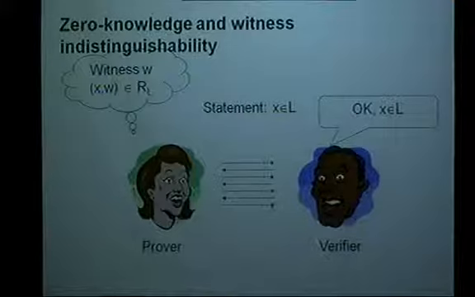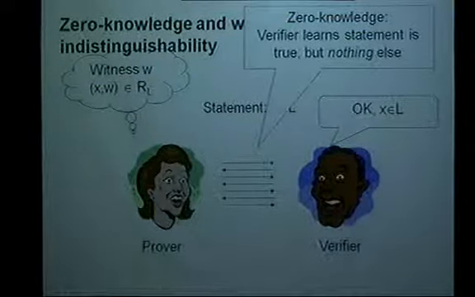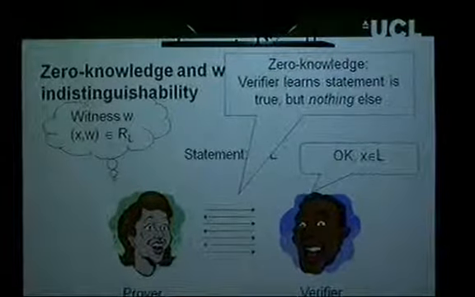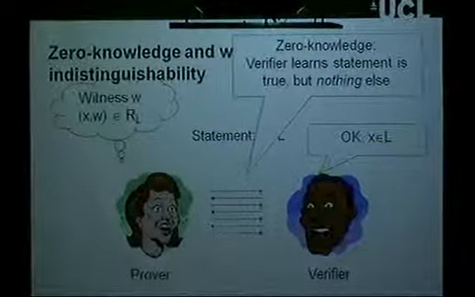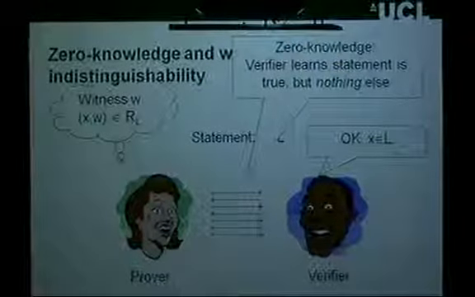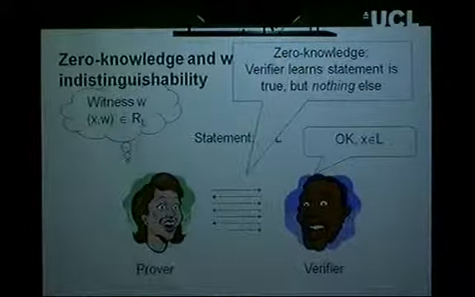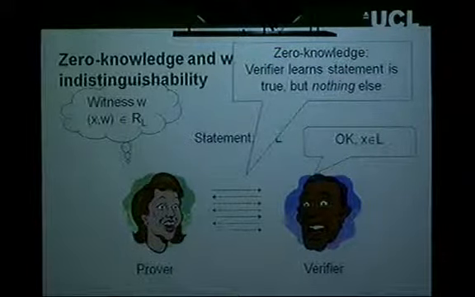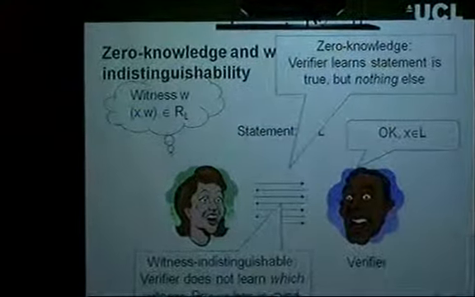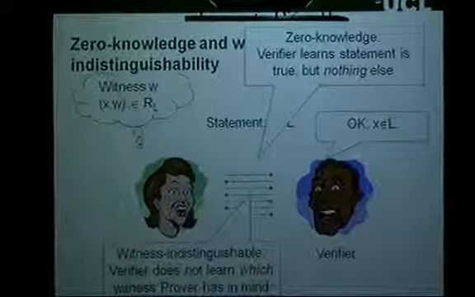And I'm going to talk about two types of privacy. One is zero knowledge, and the other one is witness indistinguishability. Zero knowledge roughly means that the verifier learns that the statement is true, so we do reveal a little bit, one bit of information, but we don't reveal anything else. Okay, so everything else is kept private and is not learned by the verifier. So this is a very strong notion of privacy, and I'm going to use a weaker one as well, which is called witness indistinguishability.